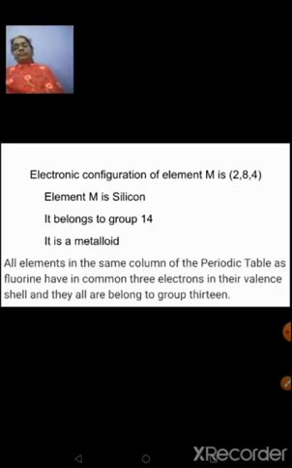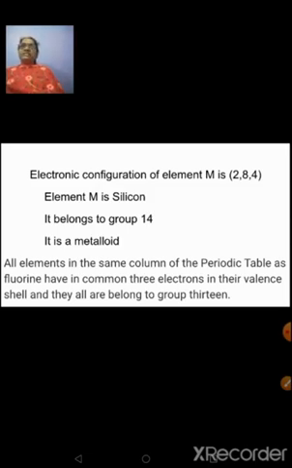As I told you, the electronic configuration of element M is given as 2, 8, 4. Therefore, the atomic number is 14. The element M is silicon. It belongs to group number 14 and it is a metalloid. And all elements in the same column of the periodic table as fluorine have in common 3 electrons in their valence shell. That means their outermost shell.